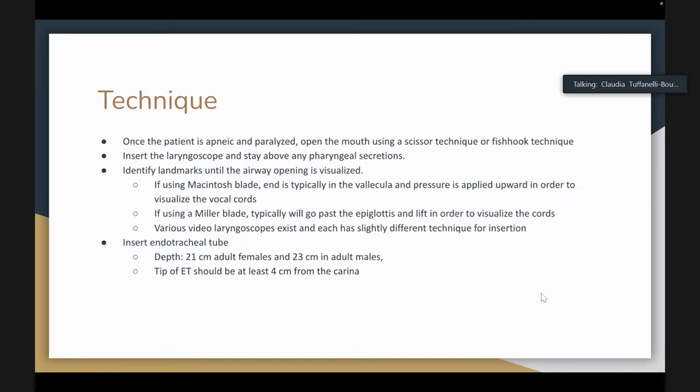So once you see the cords, you can go ahead and insert the endotracheal tube. Typically you want to go to 21 centimeters on the side of the tube for females, and 23 for males, and that's usually at the teeth. And then if you're looking at X-ray, you want the tip of the tube to be 4 centimeters from the carina, which you should see on X-ray.